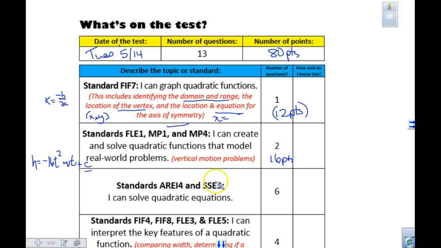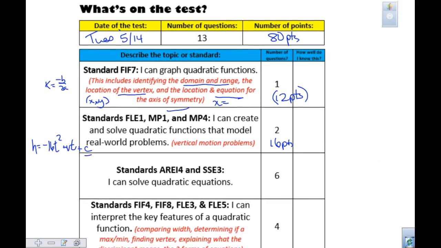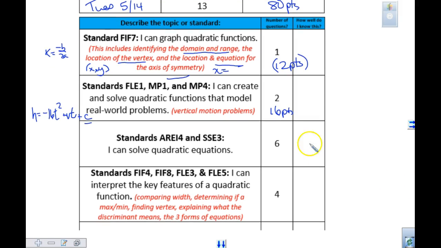You will then have to decide if you are trying to find the vertex or if you're trying to set it equal to 0. So it's very much like the problems that we did in I-10. Sometimes you might factor, other times you might have to find how long it's above a certain point. Then you have to subtract the 2 times. So just making sure you're understanding how to do that as you look at it. So 2 questions worth 16 points.